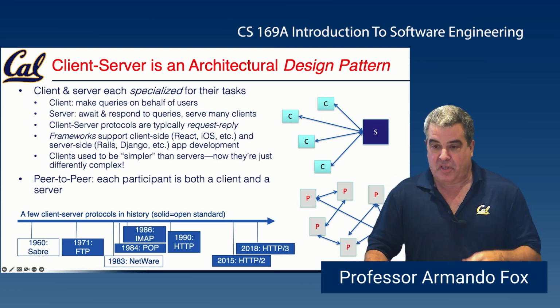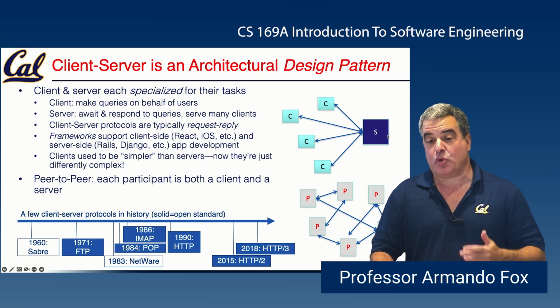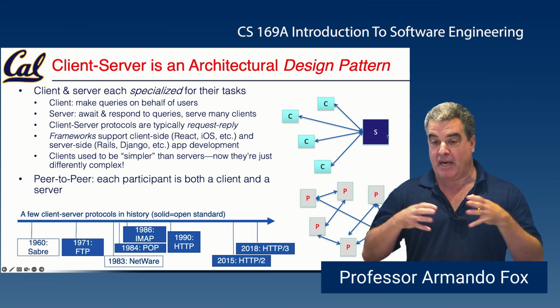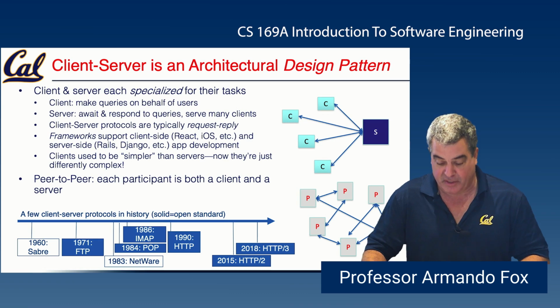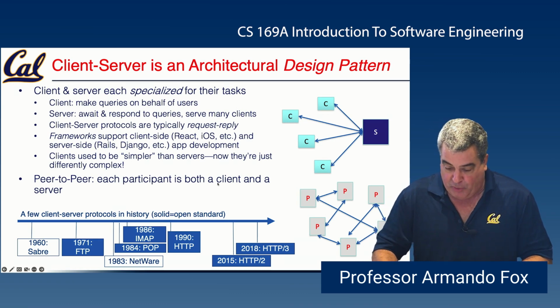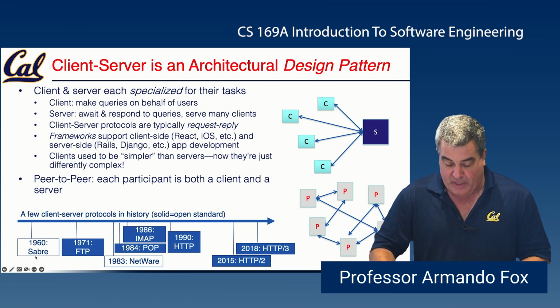Now, of course, right now, we're just looking at these boxes and saying, these are client boxes and this is a server box. As the course goes on, obviously, we're going to look inside the boxes and we're going to tease apart the architecture of how those boxes are designed and implemented. By the way, I would point out that in this slide, all of the protocols that are in solid boxes are open standards. The two that are in open boxes, Sabre and NetWare, represented proprietary standards, but as we'll discuss shortly, even NetWare eventually started moving towards being built on top of more open protocols and open standards.